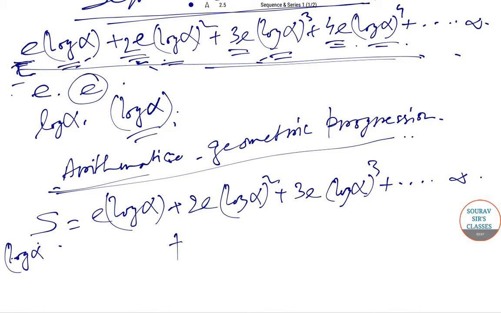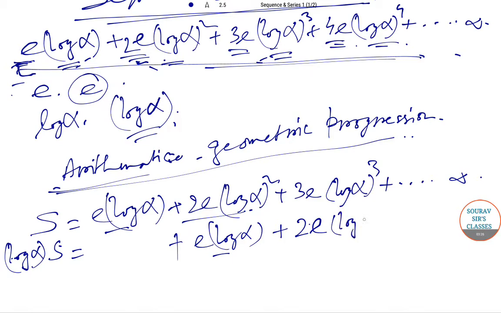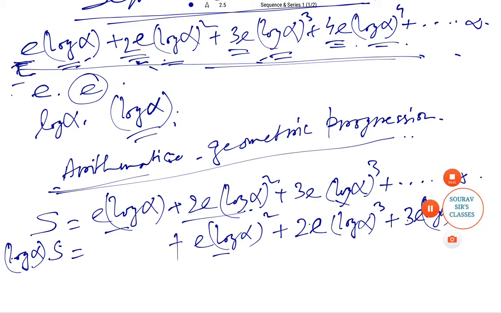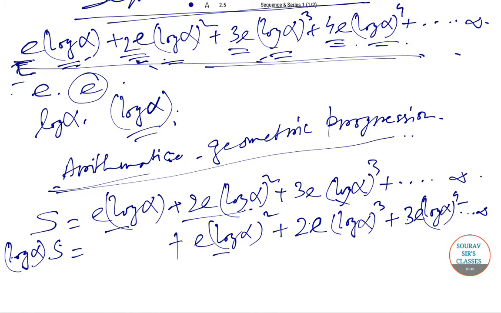writing it while keeping a gap in the first term. So log alpha into S is e log alpha, this goes here. Now 2e log alpha square multiplied with log alpha is 2e log alpha cube. In this way, log alpha multiplied with 3e log alpha cube gives 3e log alpha to the power 4. This goes on till infinity.